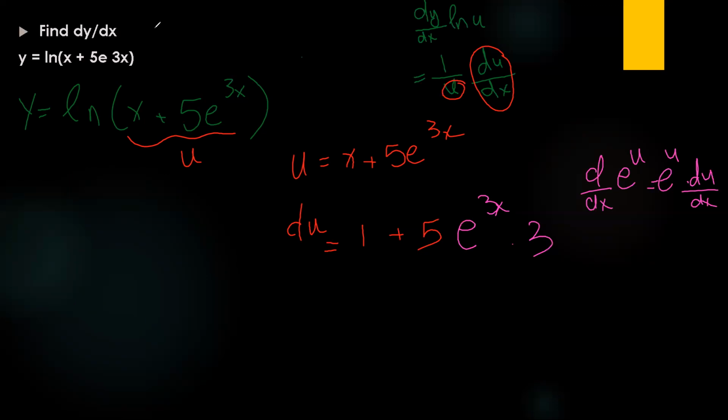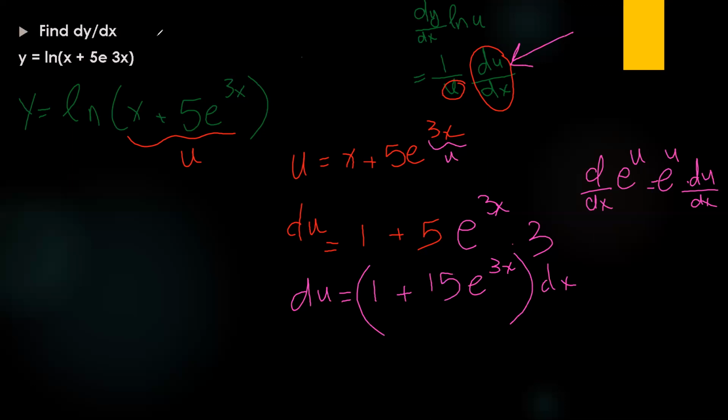So here you have to say that this is u, and then the derivative of u is the derivative of 3x, which is 3. So du will be 1 plus 15e to the power 3x times dx. Then I know now where is u and where is du. Now what did I need here? I need to find the derivative of ln. And let's remember here that the derivative of ln is 1 over u times du over dx.